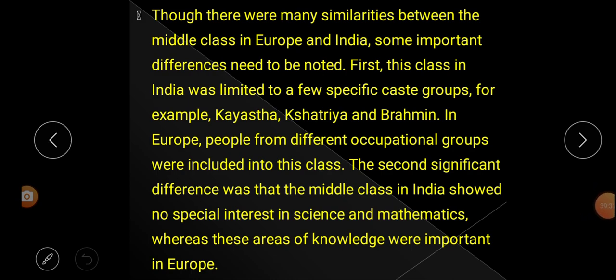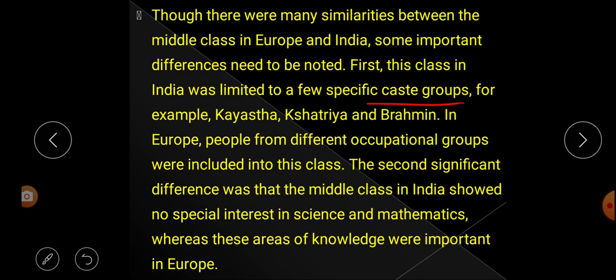Though there were many similarities between the middle class in Europe and India, some important differences need to be noted. That means there were some similarities between the middle class of Europe and India. At the same time, there were also some differences to be noted. First, this class in India was limited to a few specific caste groups. First of all, this class in India, which class? Middle class. They were specific caste groups, for example, Kayastha, Kshatriya and Brahmin. These were the three middle class groups in India.